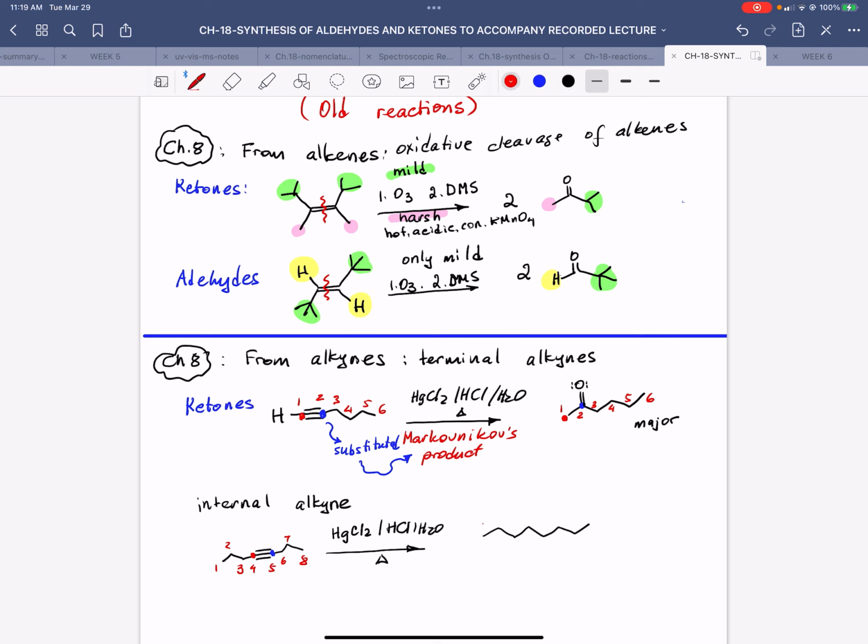1, 2, 3, 4, 5, 6, 7, 8. So we're going to get a carbonyl on position number 4. That's your red carbon, okay? And then because the substituents were identical, you are going to get 2 equivalents of the compound. I'm going to put it underneath so you can clearly see that it's just the same compound.